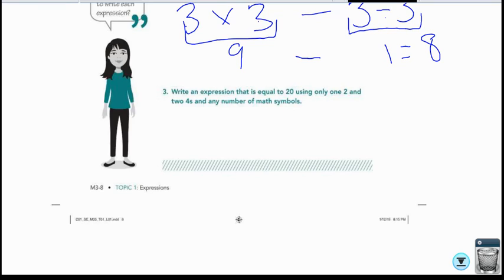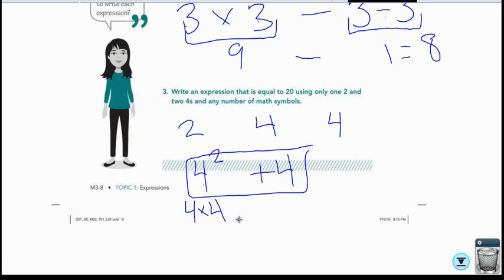Number 3 says write an expression that equals 20 using only one 2 and two 4's. 2, 4, and 4. And this one might be tricky. My hint is that you use exponents. What you want to do here is 4 to the power of 2, and then add 4. 4 to the power of 2 is the same as 4 times 4, which is 16. And 16 plus 4 is equal to 20.